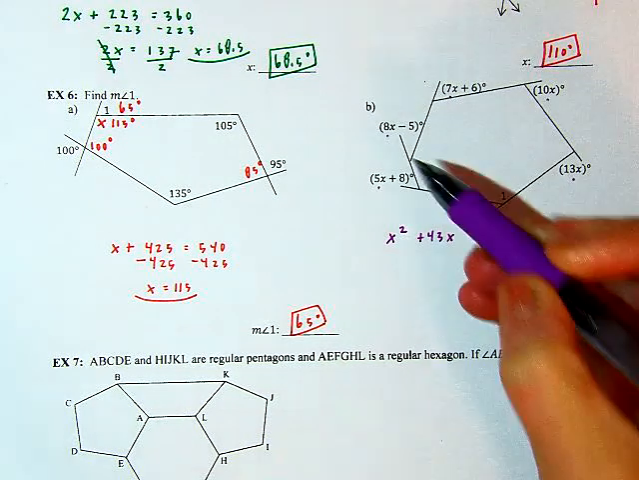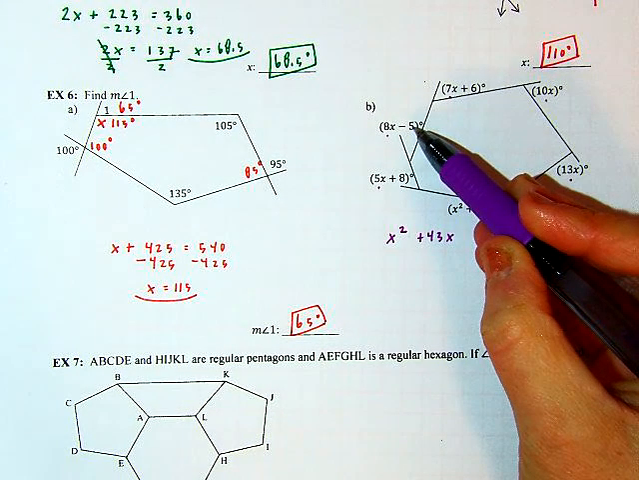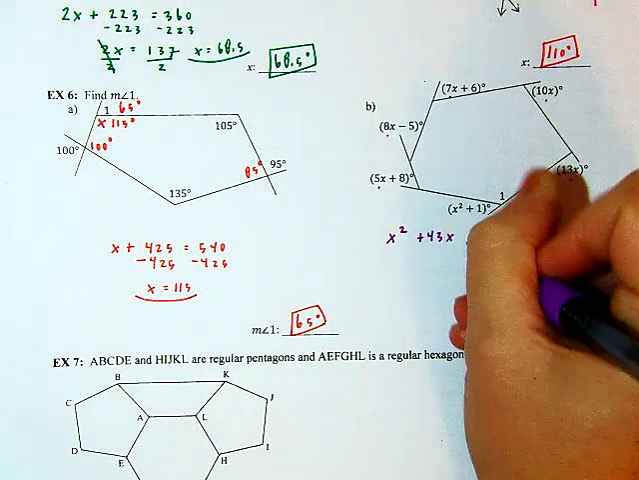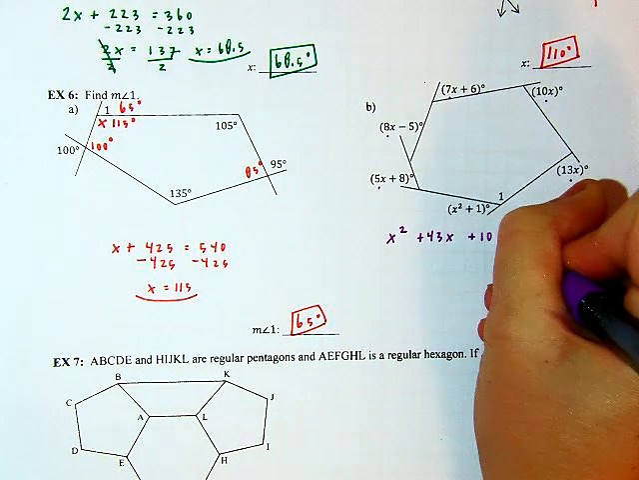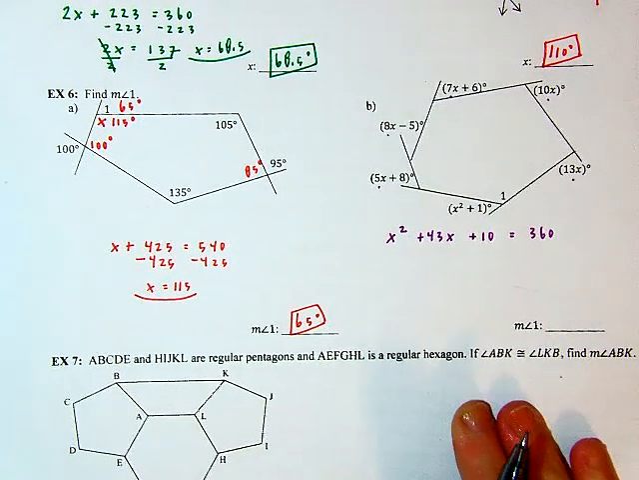And then the constants: I have 8, take away 5, I'm at 3, plus 6, I'm at 9, and then plus 1, I'm at 10. And then the sum of the exterior angles is always 360.